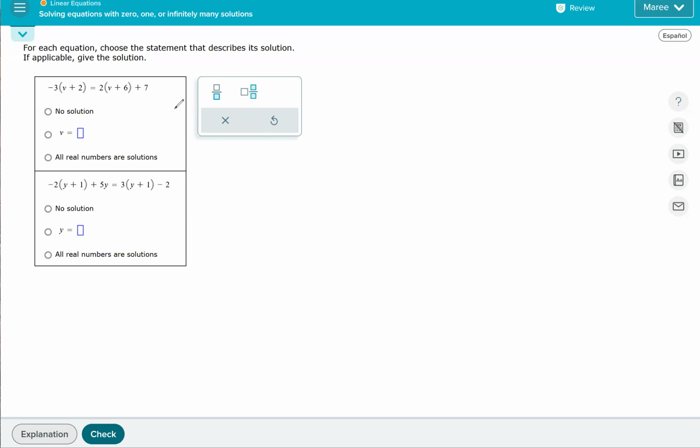So we're just going to look at this first problem that has a -3 and then parentheses v plus 2 equals 2 parentheses v plus 6 plus 7. So we're going to start with the distributive property. That's what you do in equations if you have parentheses. So we're going to do -3 times v, -3v. -3 times 2 is a -6. Then we'll do 2 times v, which is 2v. 2 times 6 is a +12 plus 7.